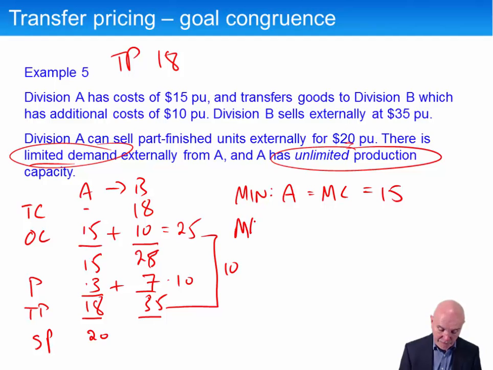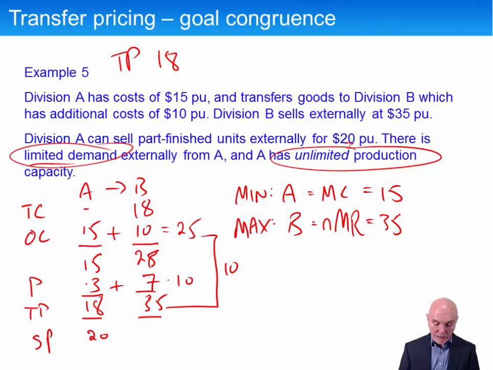The maximum transfer price is going to be set by B, the buying division. That's going to be the net marginal revenue. So we've got 35 as the revenue coming in from outside. We have own costs of 10, so it's going to be 25. If, for example, the transfer price was set at 24, then we'd have 24 plus 10, that's 34. We're selling at 35, that still gives us 1 profit.